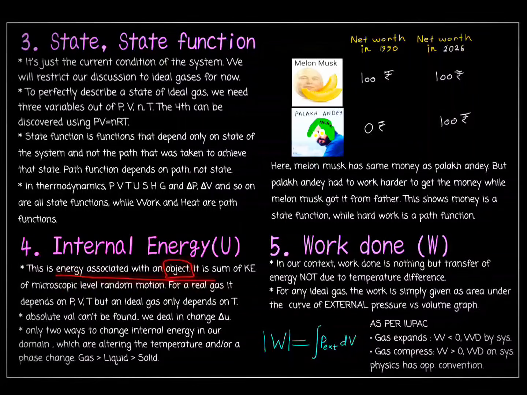It is the energy which is part of the object itself and it finds its derivation in the existence of the object itself. It is not given to the object. It is the energy which is by virtue of the object, basically it exists with the object. How do we define internal energy? It is the sum of kinetic energy of microscopic level random motion. Not ordered, only random motion is considered.